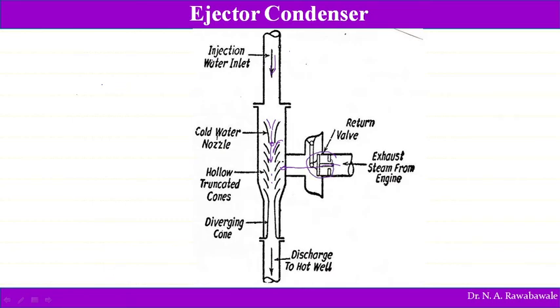So here there is a non-return valve. Non-return valve means the steam enters in one direction and it is not possible for that steam to come in the reverse direction. So here a non-return valve is supplied. As soon as vacuum is created here, steam enters into this condenser and gets mixed with the water.